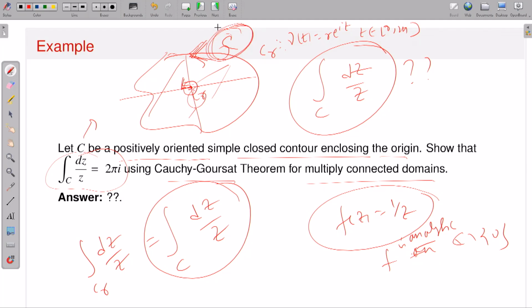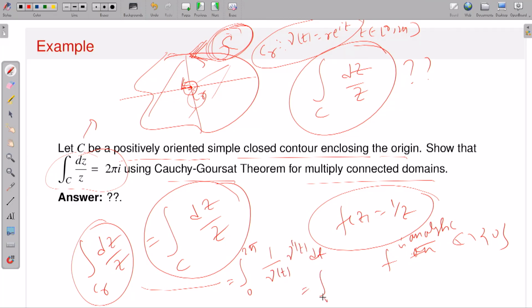Even though I do not know the parameterizations of C, I do know the parameterizations of CR, so you apply your definition of line integral. Then you can easily calculate it. This is the integral from 0 to 2 pi of f of gamma t times gamma prime t dt. f of gamma t is 1 by z, so this is 1 by gamma of t, times gamma prime t dt. That is the integral from 0 to 2 pi of 1 by r e to the it, times r i e to the it dt. So r gets cancelled, e to the it gets cancelled. This is the integral from 0 to 2 pi of i dt, which is nothing but 2 pi i, and that is exactly the value of the original integral.